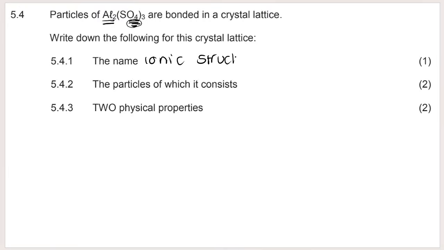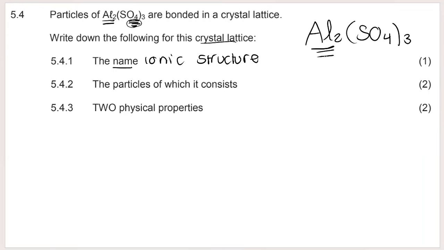Now just take note of the question. They're not asking for the name of Al2(SO4)3. We answered that already earlier. They're asking for the name of the crystal lattice. It's an ionic structure. The particles of which it consists: because we've got aluminium sulfate, it consists of aluminium, which is a metal. So the particles would be your aluminium ions, that's Al3+, and sulfate ions, which is SO4 2-.